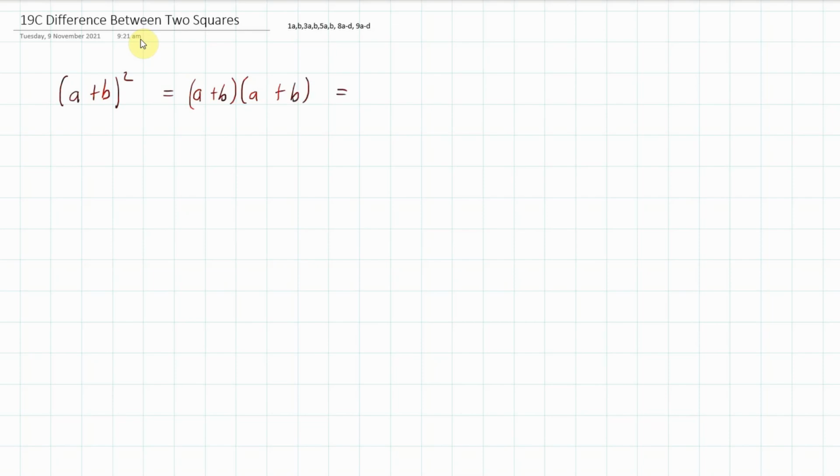Now when we work using FOIL there, you can see we're going to get a squared. So that's this times this. And then after that we're going to do outers, which is a times b, so we get plus ab. And then we're going to do inners. So inners will give us, again, b times a, so that'll be another ab. And then lasts, b times b, so that will be b squared.